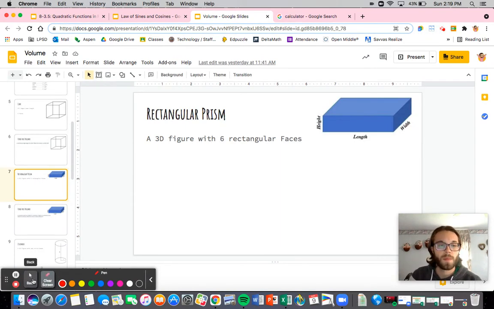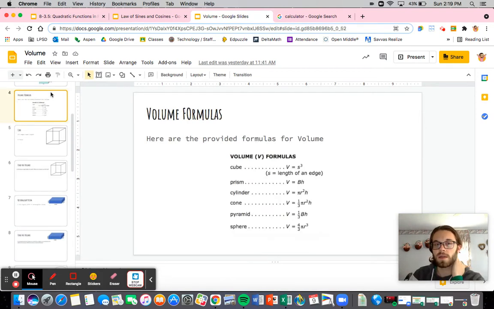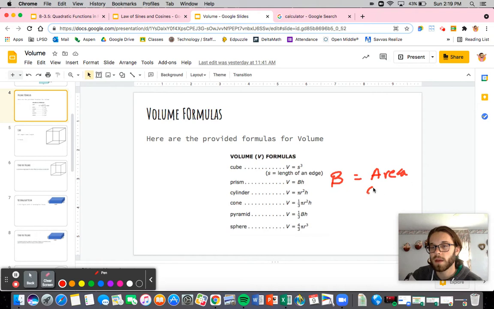but they don't all need to be the same. So essentially, what you're going to do is find the area of the rectangle and then multiply it times the height. So if you take a look here, the volume of your prism is going to be this big B here. Whenever you see this big B, that's going to be the area of the base. So it's going to be the area of the bottom level.